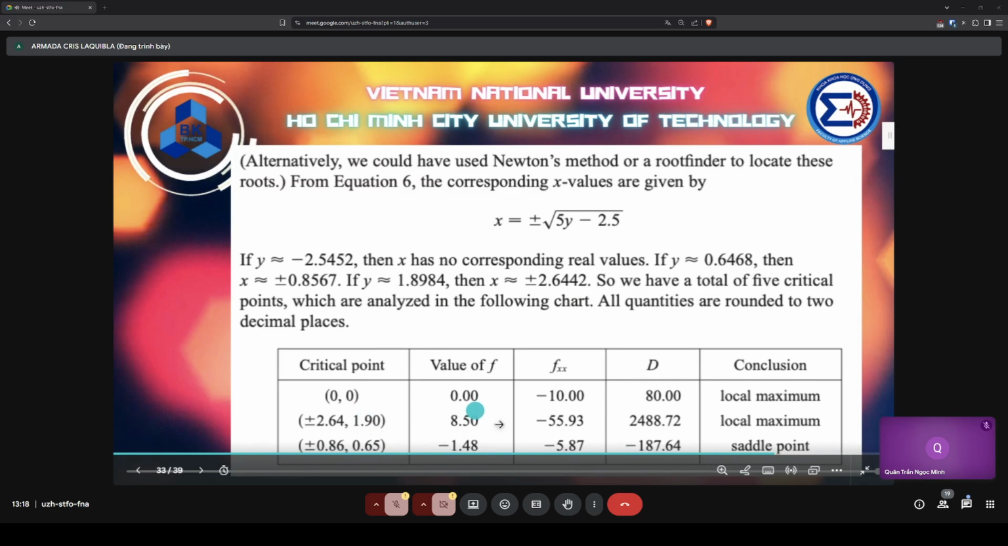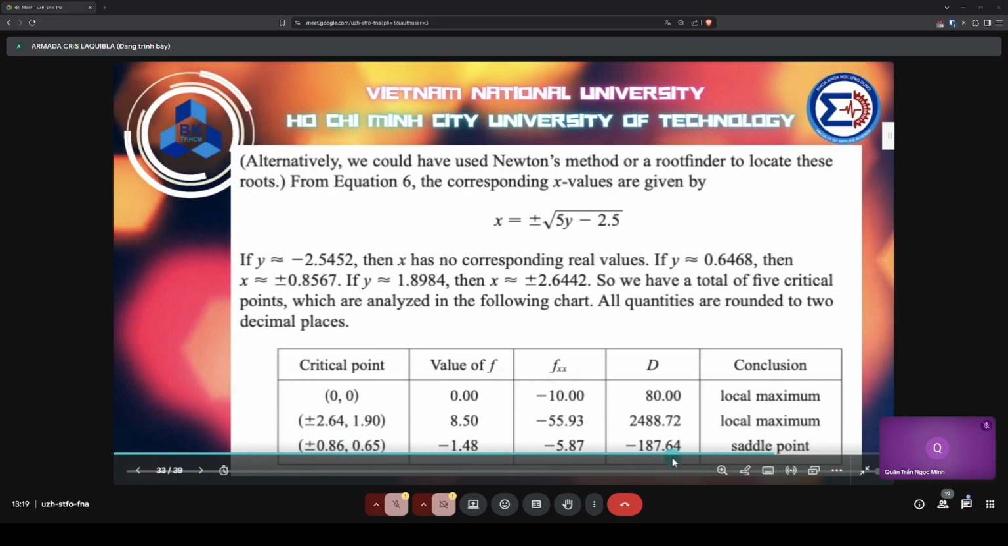Now, you substitute that in your value of your f. Okay. So for the f, it's 0. Second, it's 8.5. Then the last one is negative 1.84. Now, next, in your fxx, you solve your fxx, class, then substitute the following points. Even if it's positive or negative here, they have the same result. So that is why the author didn't separate the two points here, the positive and then the negative, because it has the same answer. It's negative 55.93 in your fxx. The 0, 0, if you substitute in your fxx, this is negative 10.